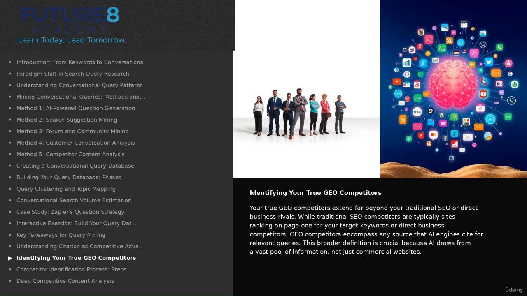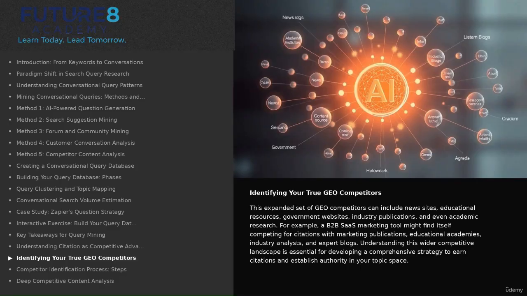Identifying your true GEO competitors. Your true GEO competitors extend far beyond your traditional SEO or direct business rivals. While traditional SEO competitors are typically sites ranking on page 1 for your target keywords or direct business competitors, GEO competitors encompass any source that AI engines cite for relevant queries. This broader definition is crucial because AI draws from a vast pool of information, not just commercial websites. This expanded set of GEO competitors can include news sites, educational resources, government websites, industry publications, and even academic research.